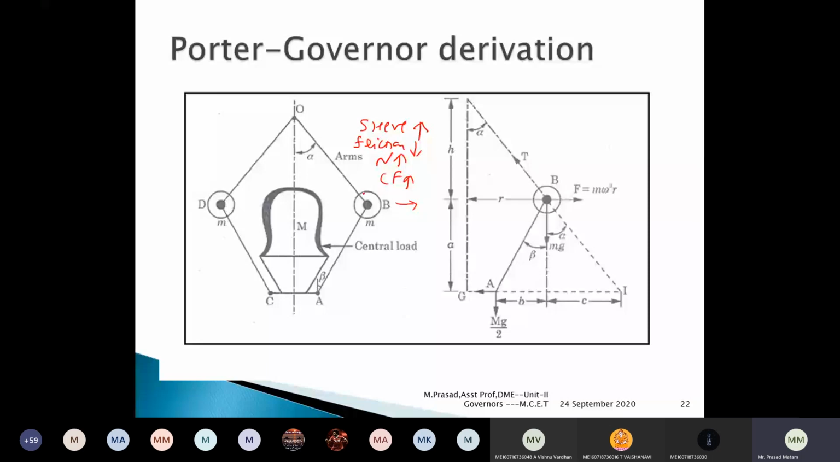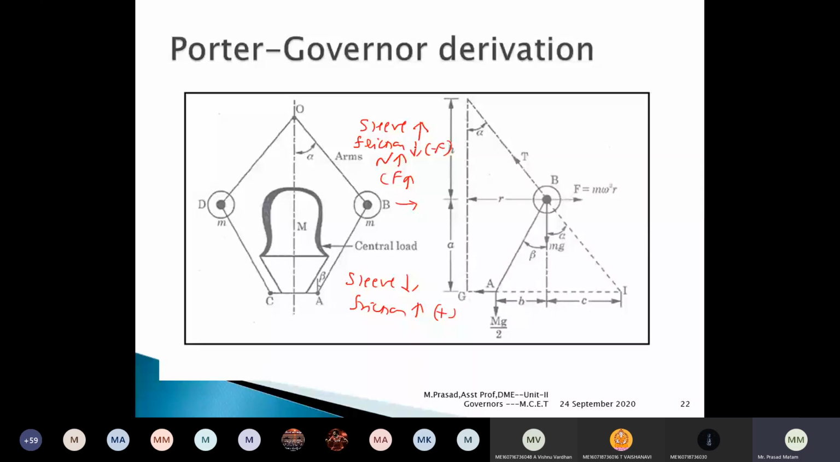In that case, we have to take minus F. Second case, the sleeve is moving downwards. How will the friction force act? The sleeve is moving downwards means friction will act in the upward direction. So when the friction is acting upward, we have to take the plus symbol. When the sleeve is moving downwards, take frictional force as plus. When the sleeve is moving upwards, take the friction force as minus.